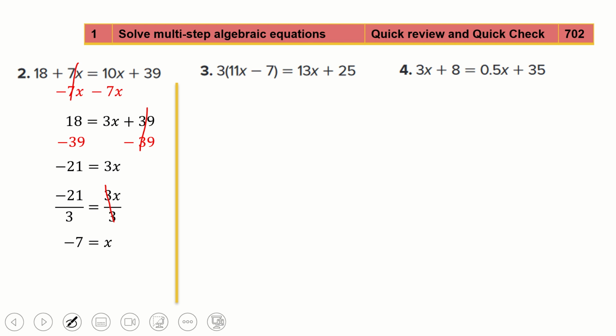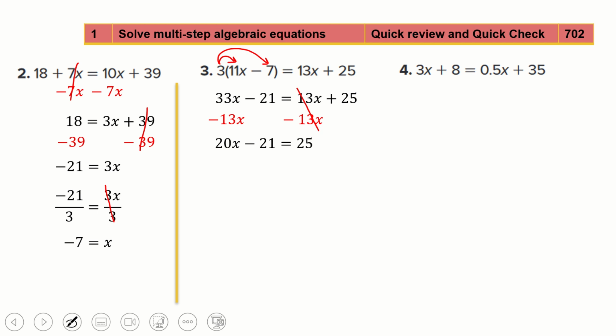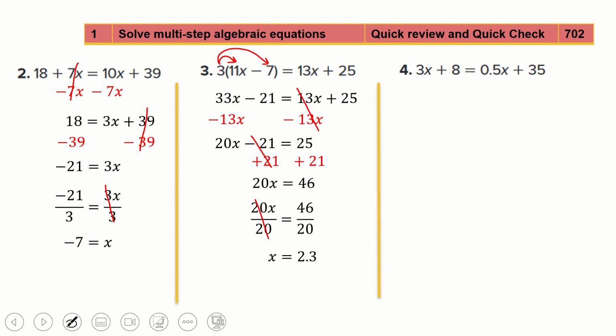As I told you, girls, if you have a constant multiplied by a bracket, you will use the distributive property. So 3 is multiplied by 11x, and then 3 is multiplied by minus 7. So 3 times 11 is 33, 3 times negative 7 is negative 21. Subtract 13x from both sides, and then add 21 to both sides. You get 20x equals 46. Divide both sides by 20, so x will be 2.3.